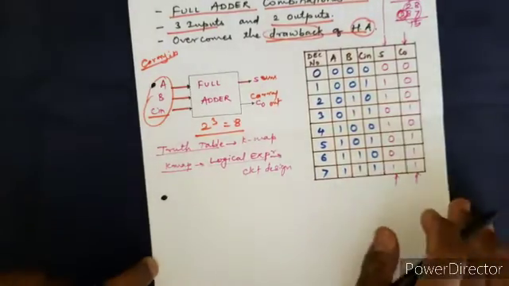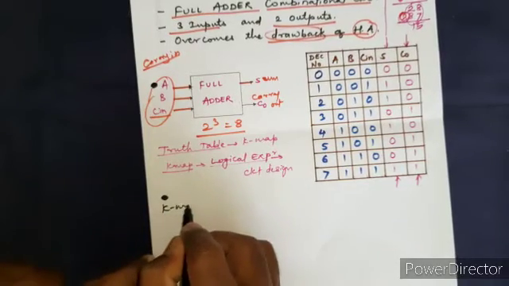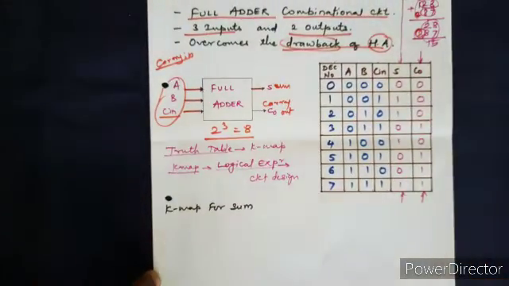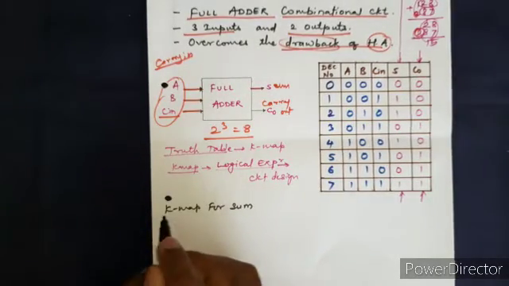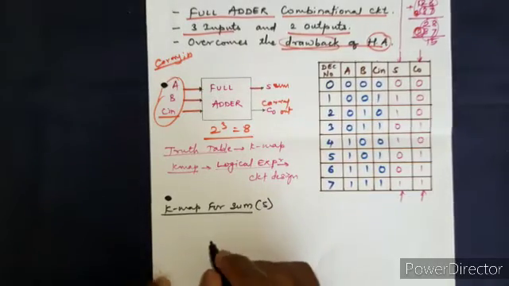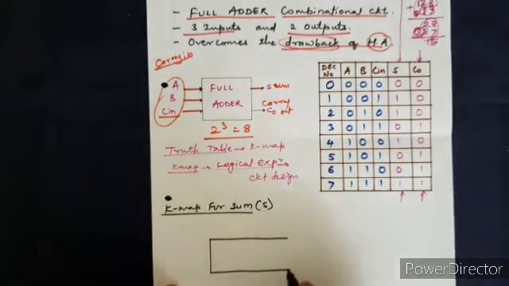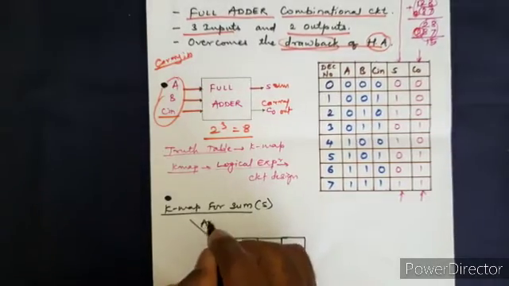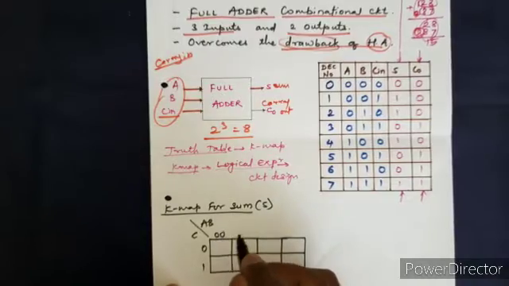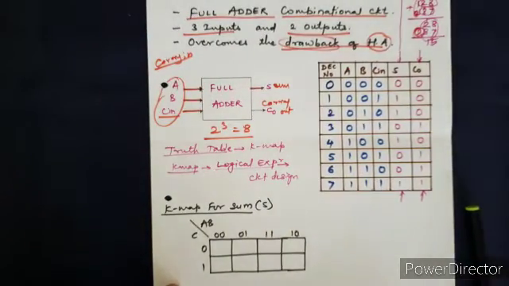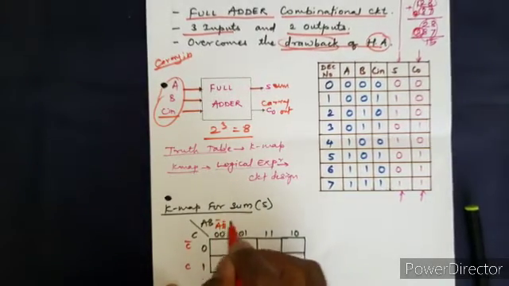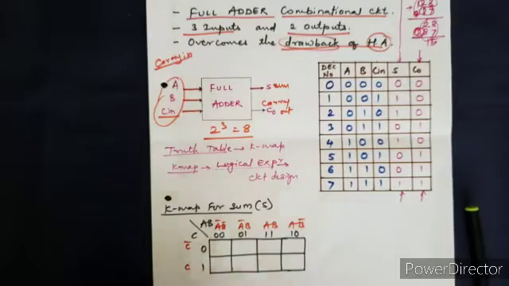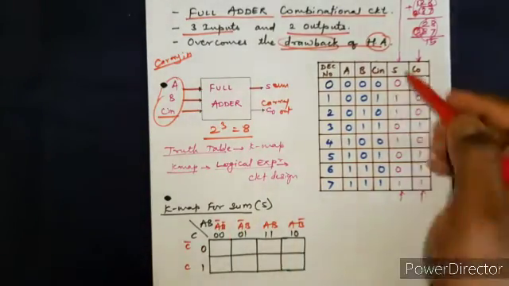Now let's try for the sum. I can say K map for sum, since it is a 3 input variable K map. I'll draw it here: K map for sum S. Here we have taken A, B and C, with C as 0, 1 and AB as 00, 01, 11, 10. This is C bar, C, and A bar B bar, A bar B, A B and A B bar. So this is the K map for the sum output.